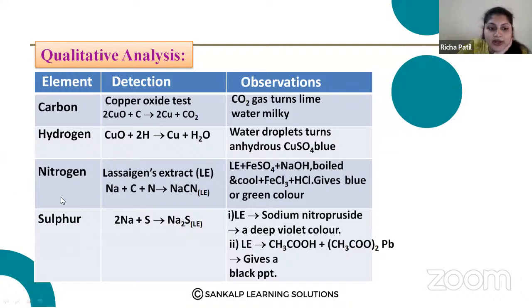Then for sulfur, how do you estimate it? In Lassaigne's extract, if your compound has sulfur, it gives Na2S. If you treat Lassaigne's extract with sodium nitroprusside, it gives a deep violet coloration, which tells you sulfur is present. One more test: if Lassaigne's extract is treated with acetic acid and lead acetate, it gives a black ppt. This also confirms sulfur is present. So Lassaigne's test is more important here, and the preparation of Lassaigne's extract should be proper.